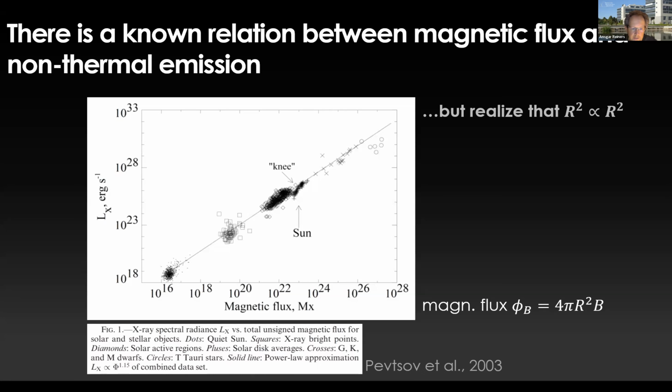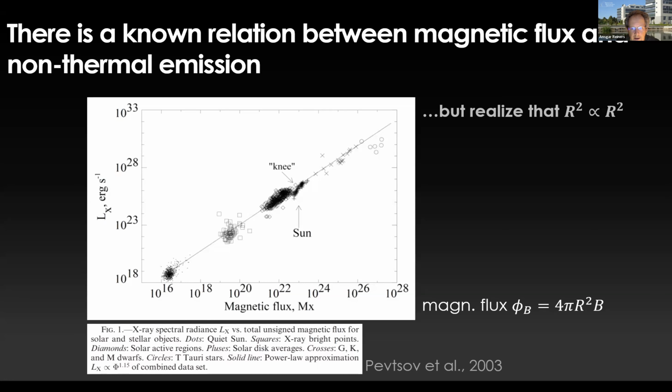This is a famous plot that you probably all know that combines X-ray luminosity to magnetic flux, and it has been shown in that paper that this relation between Lx and magnetic flux is showing up across many orders of magnitude. And so X-ray luminosity and magnetic flux go together. So coronal emission scales with magnetic flux.